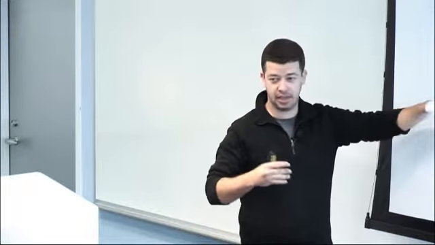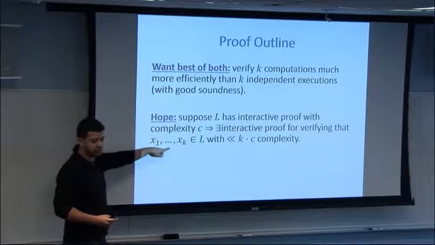So we have this L that has an interactive proof. We want to construct an interactive proof for verifying k instances of the language. We want to verify that each and every one of them is in the language, and we want to do this better than the naive thing, which is running k interactive proofs. So this is the hope.